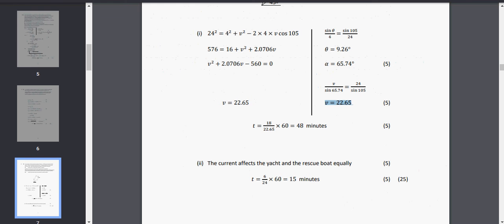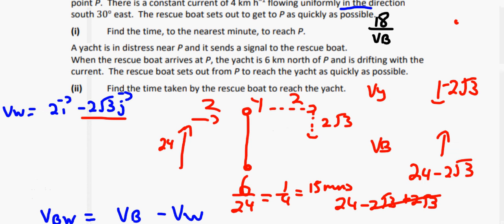I'll check. 15 minutes. As you can see, the marking scheme doesn't give you much information there, does it? It just throws the answer out of nowhere with no explanation. So the marking scheme can be a guide, but often it's lacking detail, isn't it? Alright. So there we go.